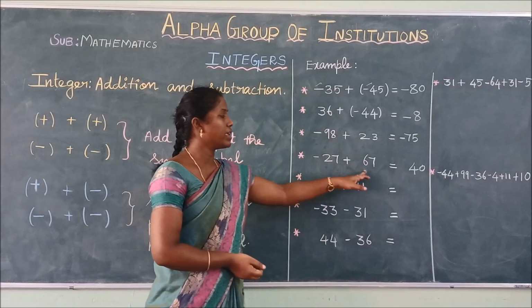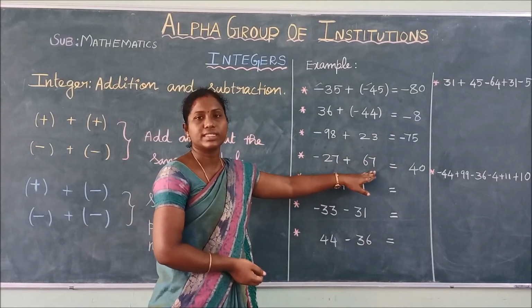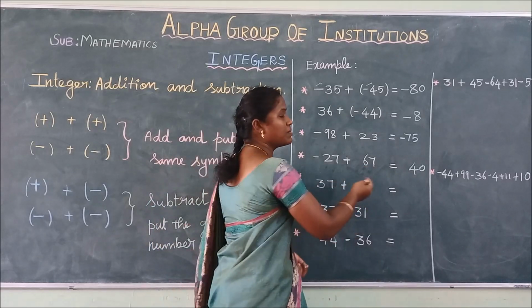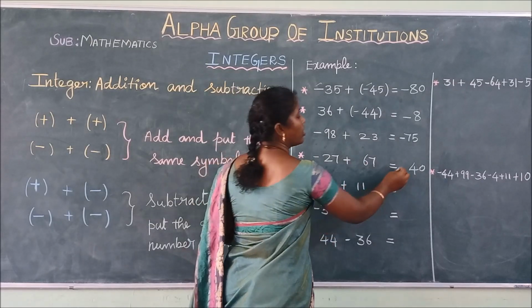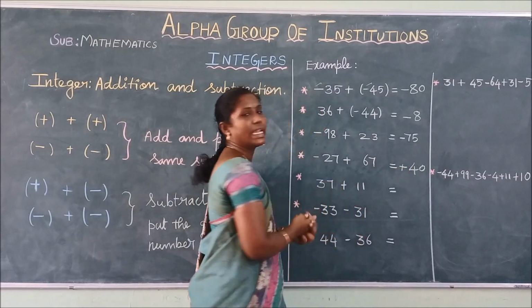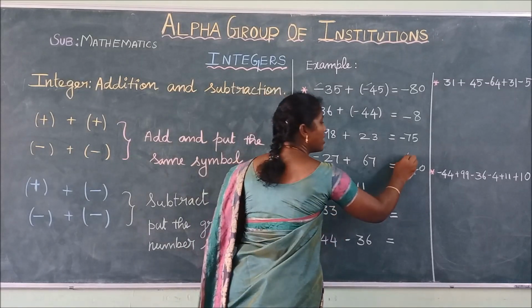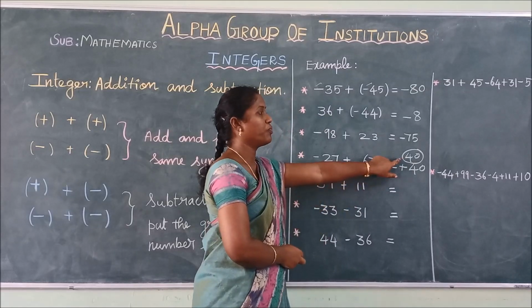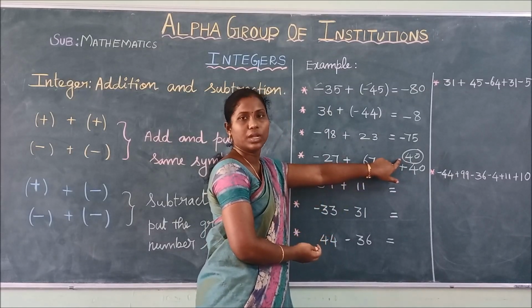What is the greater number's symbol here? Is 27 the greater number or is 67? 67 is the greater number. It has the symbol plus, so the answer comes in plus. Whenever you have a positive number, there is no need to indicate the plus. If you simply put the number 40, it itself indicates that it is a positive number.